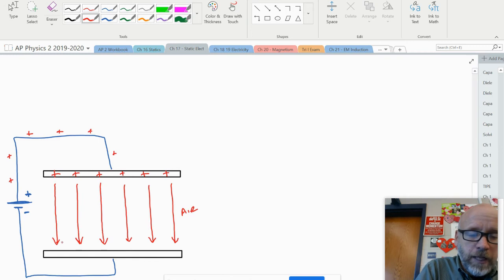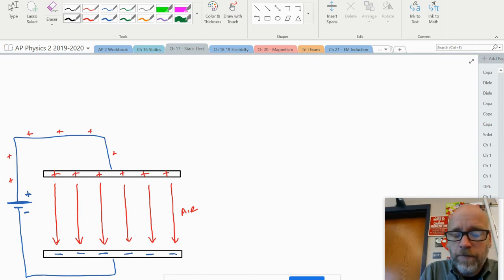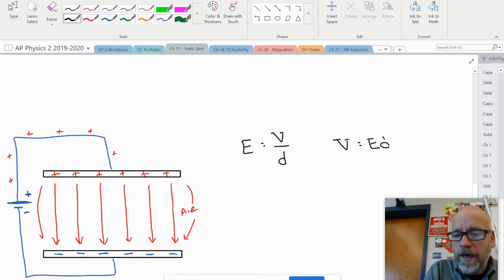Now, those field lines would cause the electrons to collect on the other plate and create a uniform electric field. Now, come back. Are you ready? Because there's another formula that we would utilize when looking at the electric field and the potential difference between these two plates, and that is that the electric field would be the potential divided by the distance. Or, as I often say, the voltage is equal to Ed.